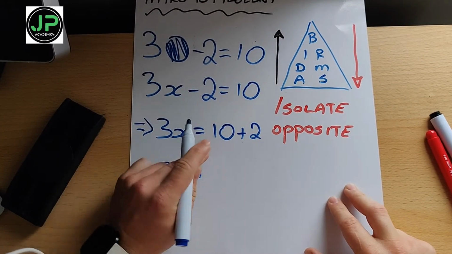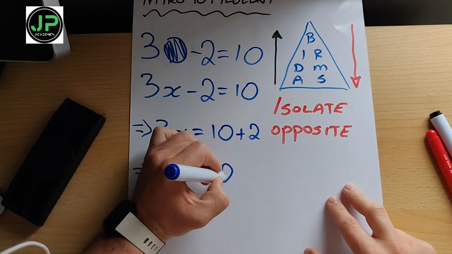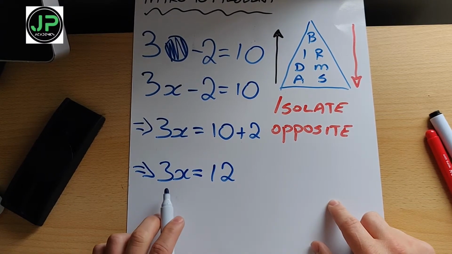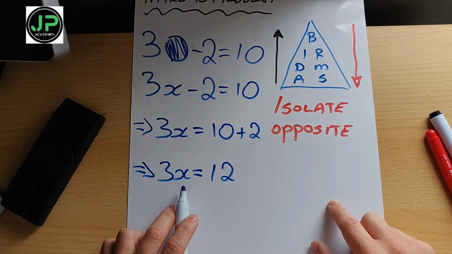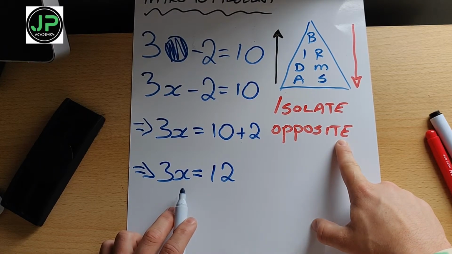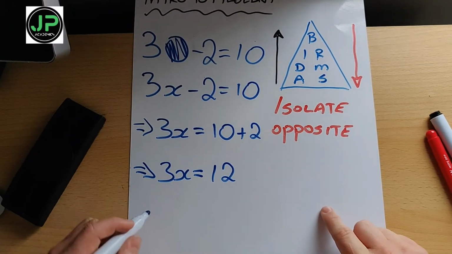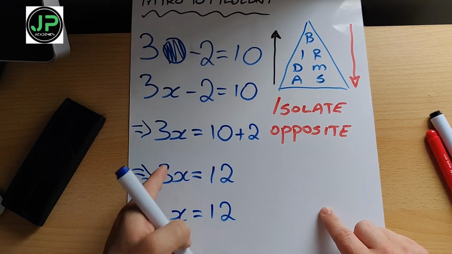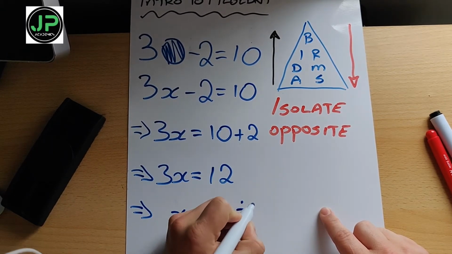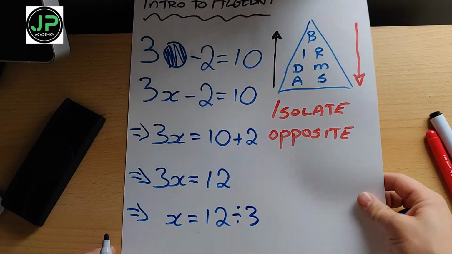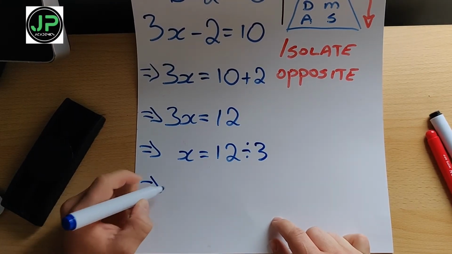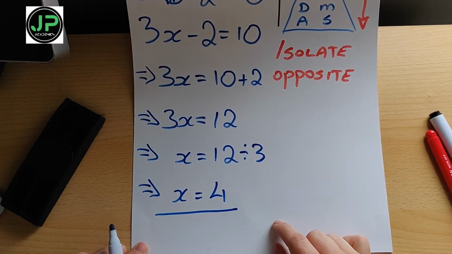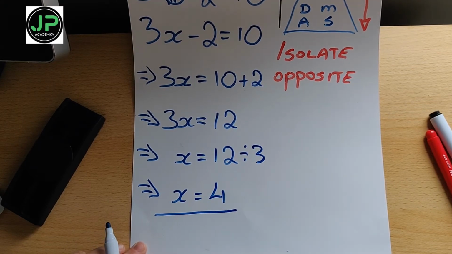3x equals 12. Now we're almost there. We nearly have the x isolated. We just need to get rid of the 3. That 3 is multiplied by the x. What's the opposite of multiply? Divide. So in the next line, x equals 12 divided by 3. The 3 crosses the bridge and does the opposite. The opposite of multiply is divide. In the last line, x equals 4. Done.